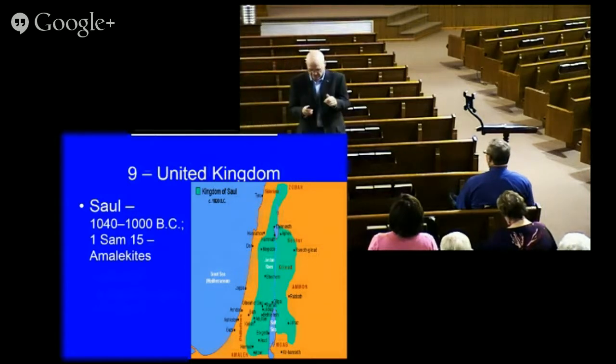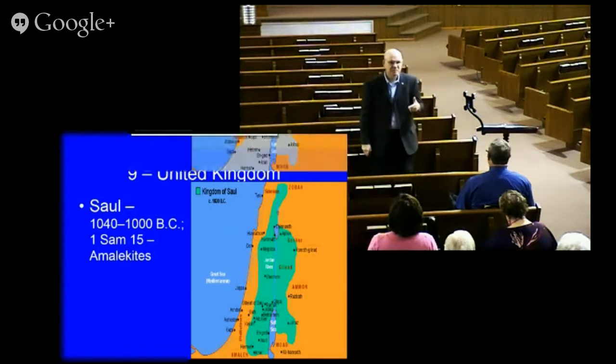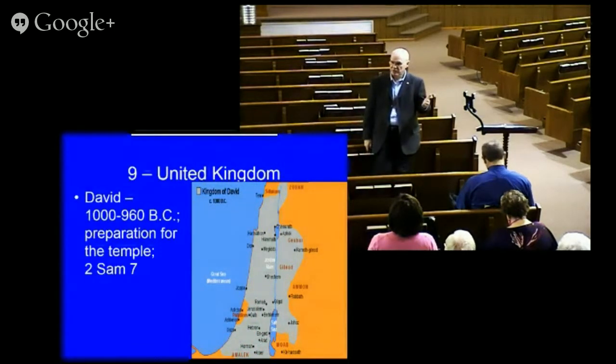The little map up there is going to show the area that they were ruling over. Look at Saul's, and watch the next one go to David's and the next go to Solomon's. It expands out as we go through the 3 kings. Saul, 1040 to 1000. Then David, the next 40 years, so 1000 to 960 BC.